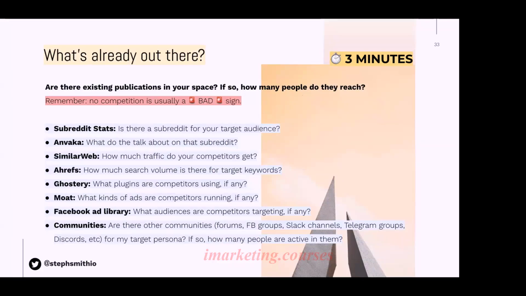And then you can also just look up what communities exist, whether it's on Telegram or Slack or Facebook or Discord for your target personas. And then I'd encourage you to go join those and also get a sense of how many people are active there. And again, if you see a lot of people active in a particular place, that's a good sign, not a bad sign. It should not scare you away. So I'd encourage you to spend some time to go through some of these tools and look at what you might consider your competitors to be.